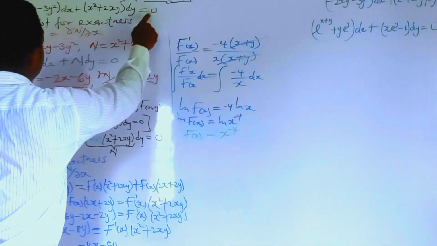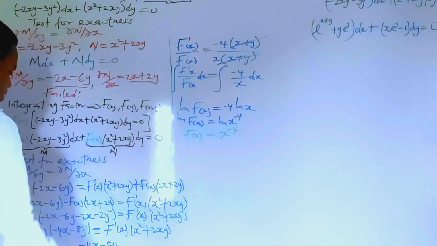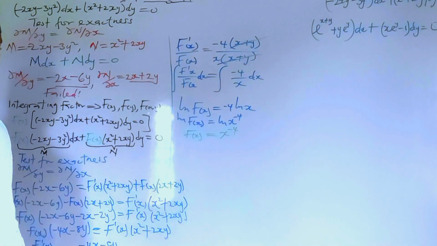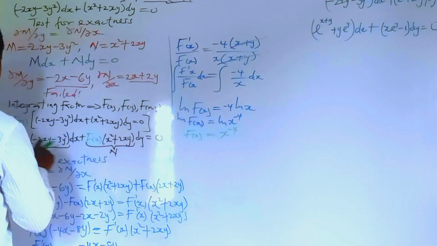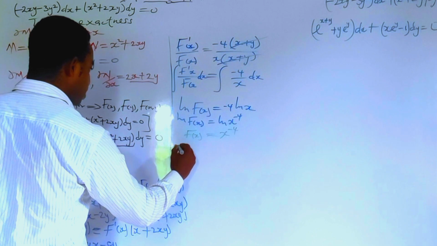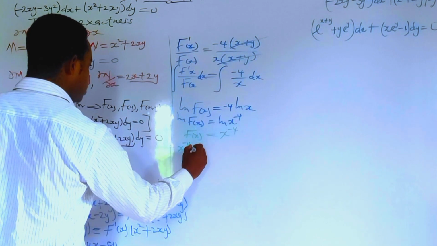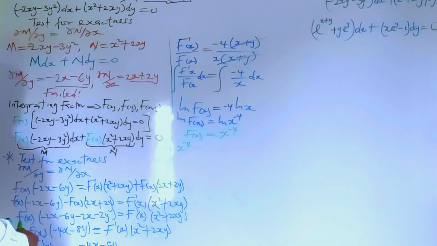So we just need to put this x raised to power negative 4, the integrating factor, back in the original differential equation. Then it will be exact this time, and we can go on and complete the process and find the general solution. So let us do that.